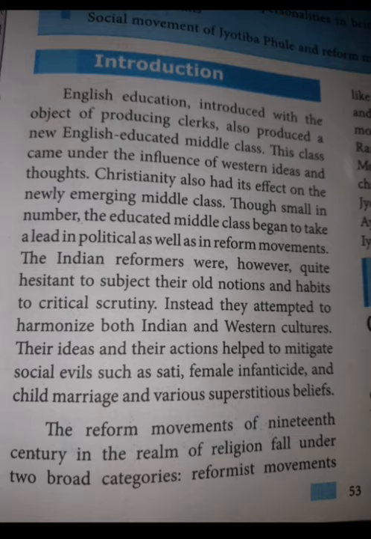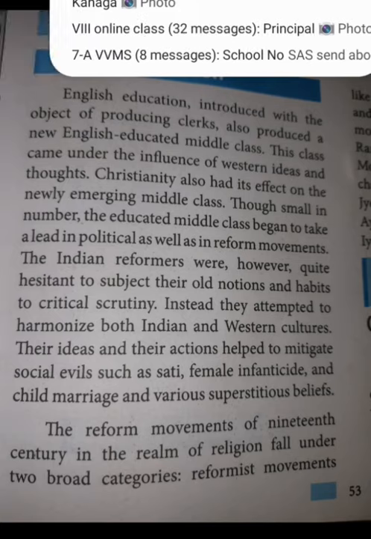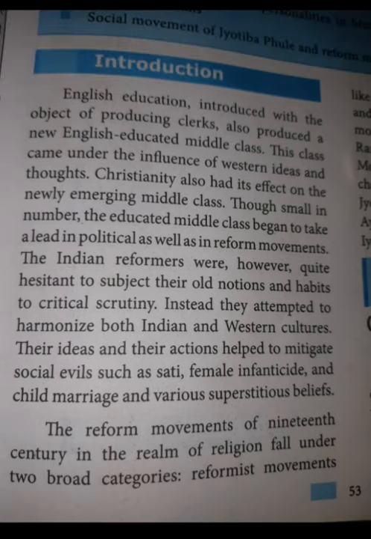English education was introduced with the object of producing clerks, persons who work in offices. It also produced a new English educated middle class. Even middle class people like Raja Ram Mohan Roy were English educated. Though he was born in Bengal, this class came under the influence of Western ideas, civilization, culture, race, sex, and thoughts.